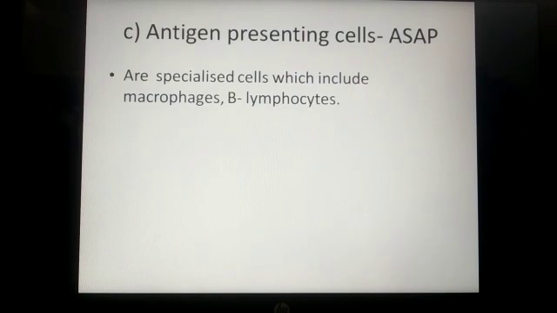The third type is antigen presenting cells, abbreviated as APC, or specialized cells which include macrophages and B lymphocytes. Macrophages present in the blood plasma can engulf the bacteria or any foreign invaders which are present in the bloodstream.